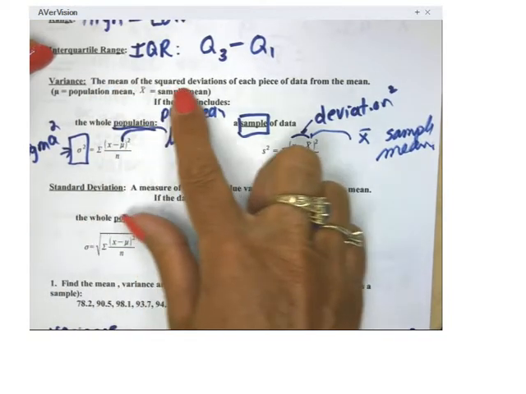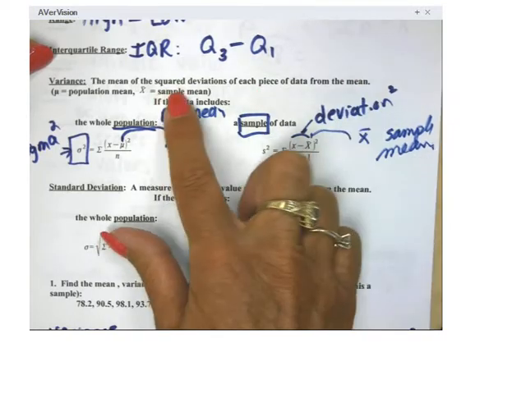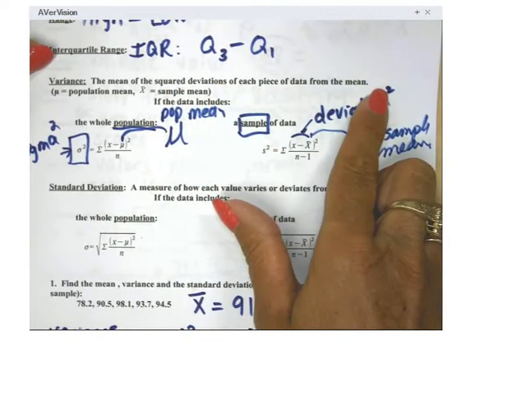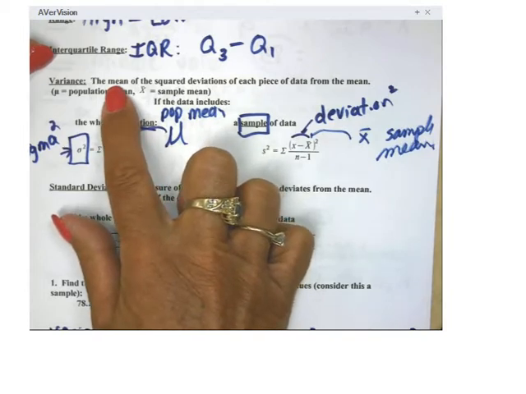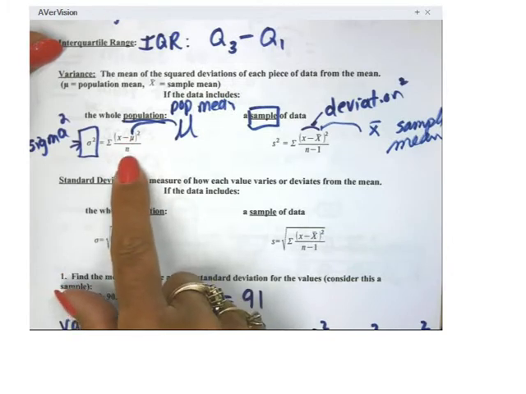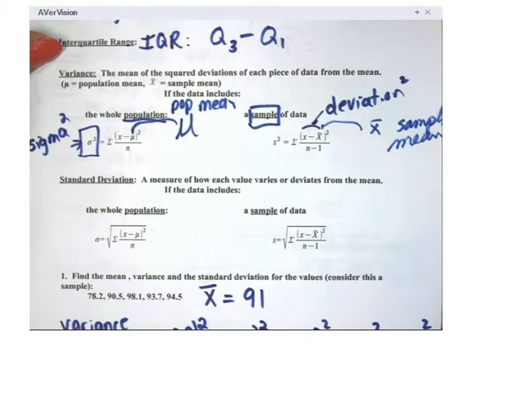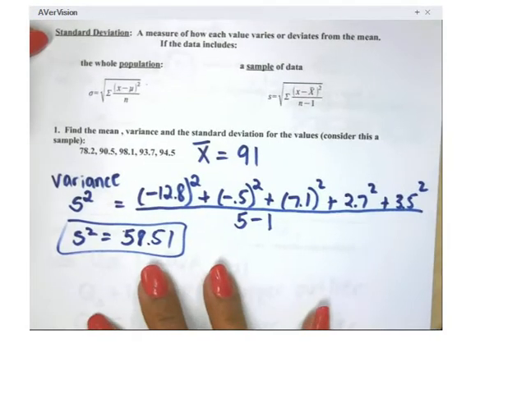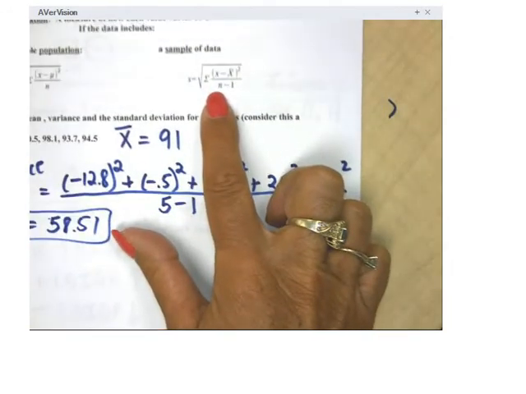And what we're really finding when we find variance is we're finding the mean or the average of all the squared deviations from the mean. So we're finding what the squared deviation is from the mean and finding the average of the squared deviations. So we're finding all the squared deviations, adding them up and dividing by n. So we're really finding the average squared deviation.